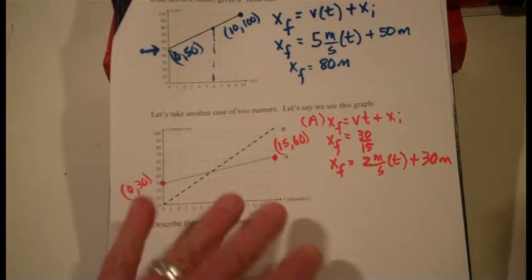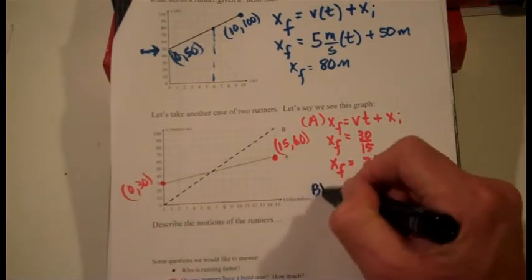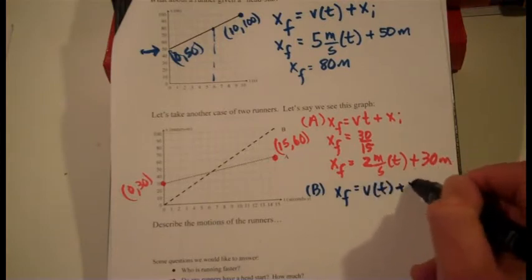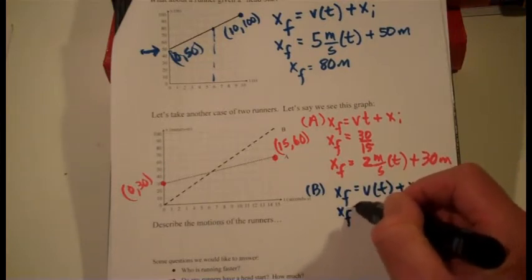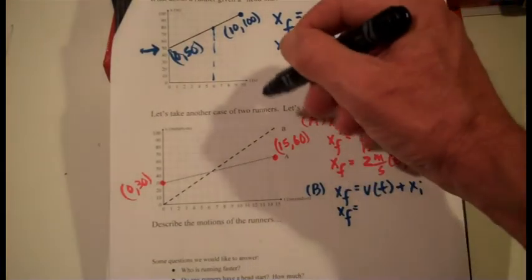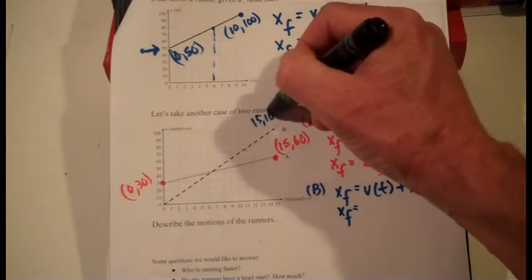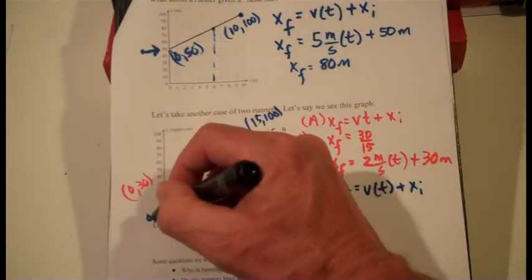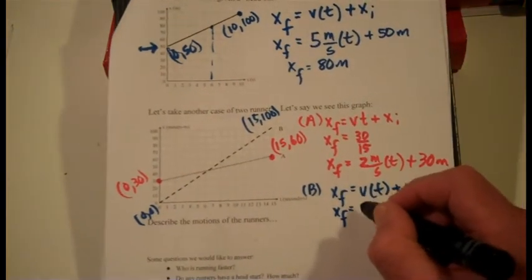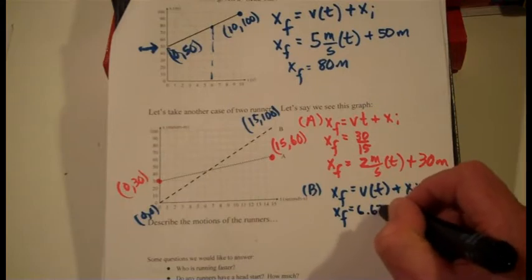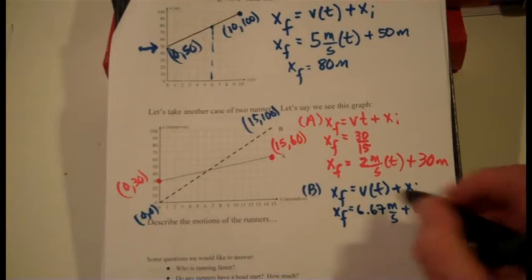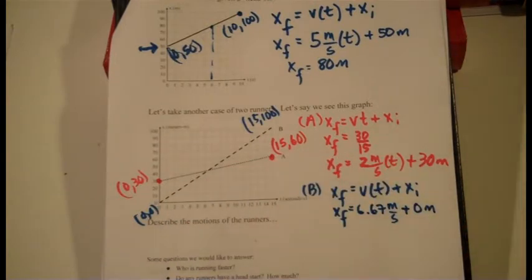Okay, so that would represent A. Let's maybe change our colors and do B. Again, we have x sub f equals vt plus x sub i. X sub f, we'll leave as a variable. Now we need the slope here. So we have 15, 100, and 0, 0. So our slope would be 100 over 15. Okay, do your division there. That's going to be 6.67 meters per second plus 0 meters because B has no head start. So those are two equations.